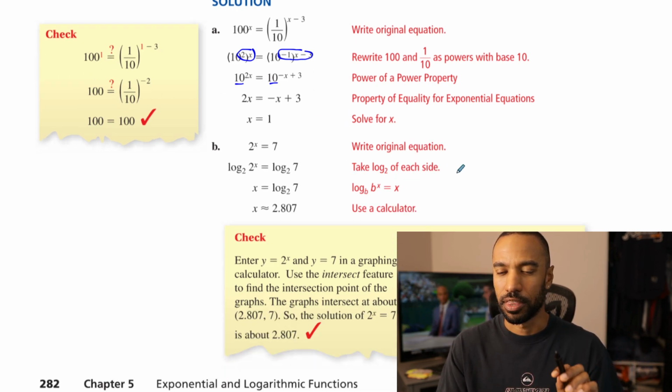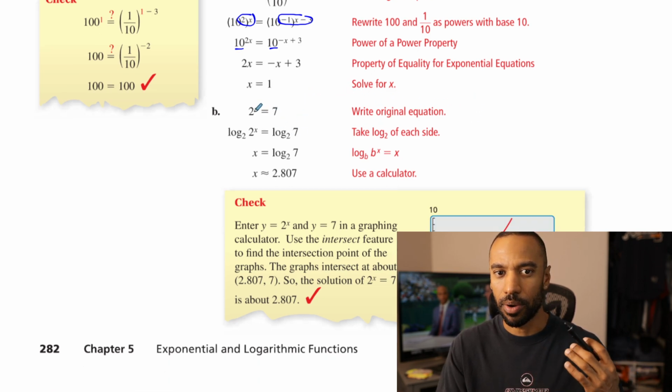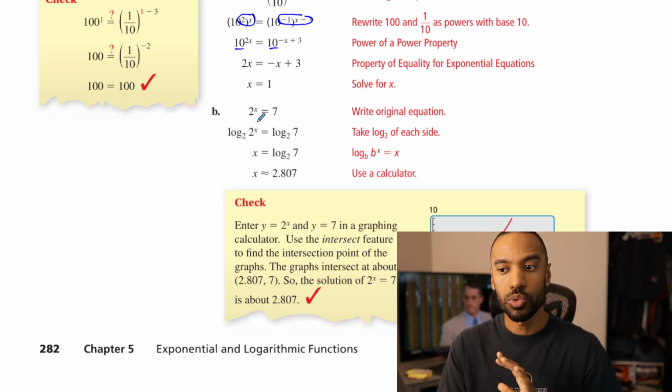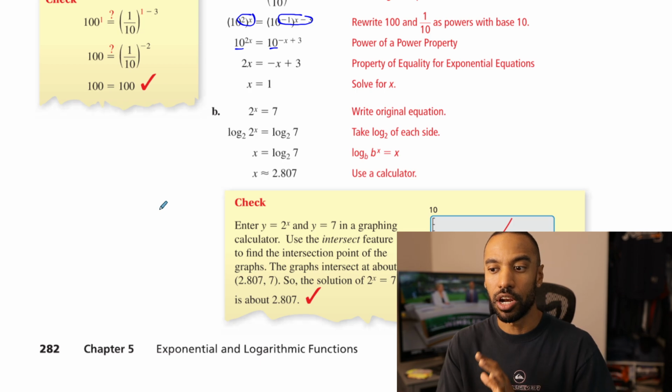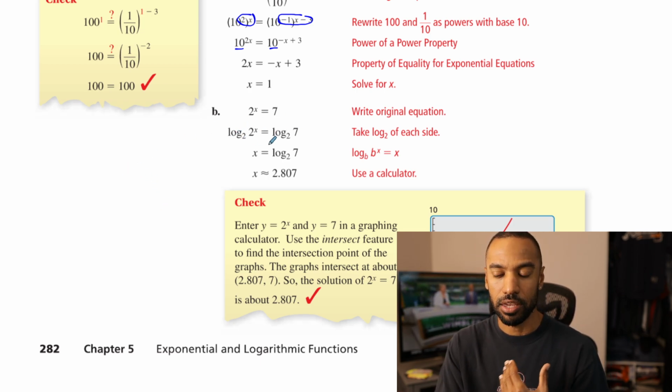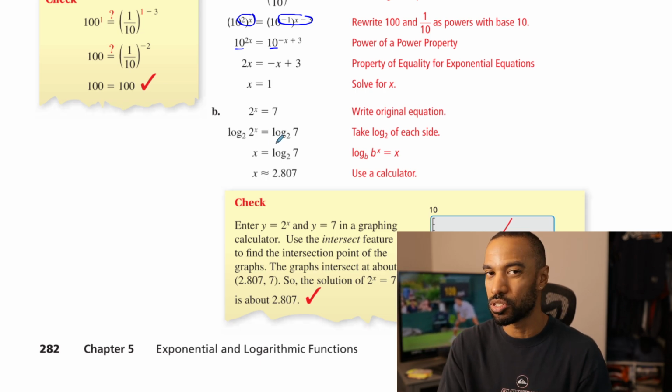Next one's a little bit different. This one's not going to be so much of a base match here, because I can't raise 2 to a power to get 7 and whatever, they don't have a matching base. So they go straight to some log properties here. And there's more than one way you can write these.